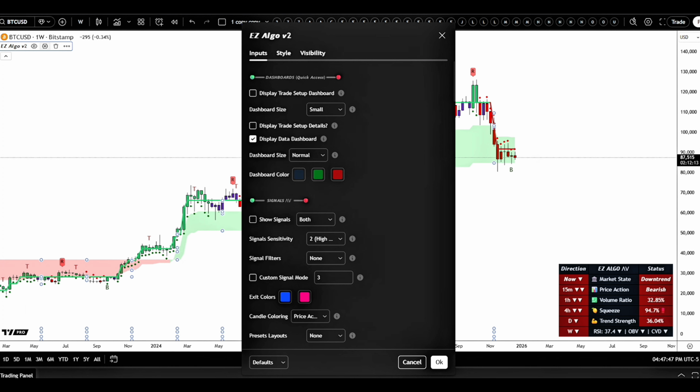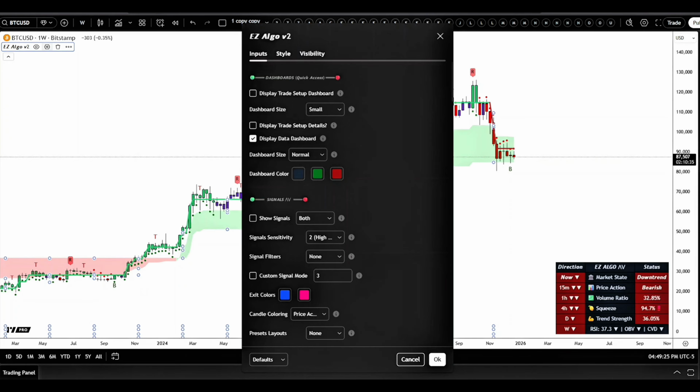Now, for strategies and how to use them together for different long or short strategies, we'll cover that specifically in the next video, and how you can use both EZ Algo and the new indicator, EZ Algo Oscillator Waves, together for your everyday trading. All right, let's get started.